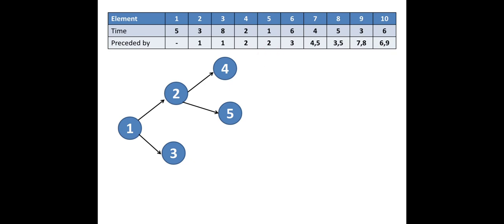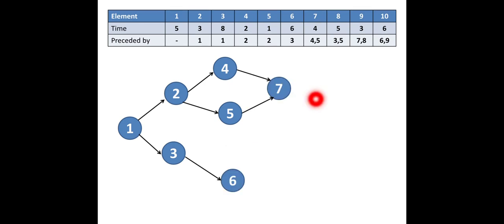So next is element number 6 which is preceded by 3, and 7 which is preceded by 4 and 5. Now from 4 and 5 both we need to draw the arrow to represent element number 7, and from 3 one straight line to represent element number 6. So in this fashion, from 4 and 5 I have drawn an arrow to represent element number 7, and from 3 I have drawn an arrow to represent element number 6.